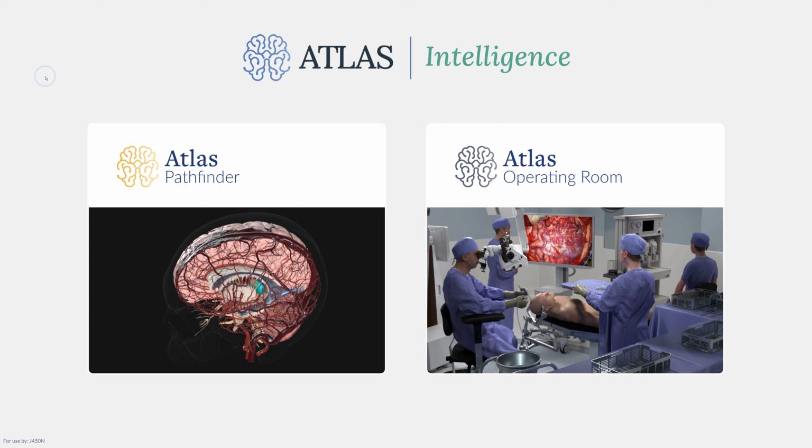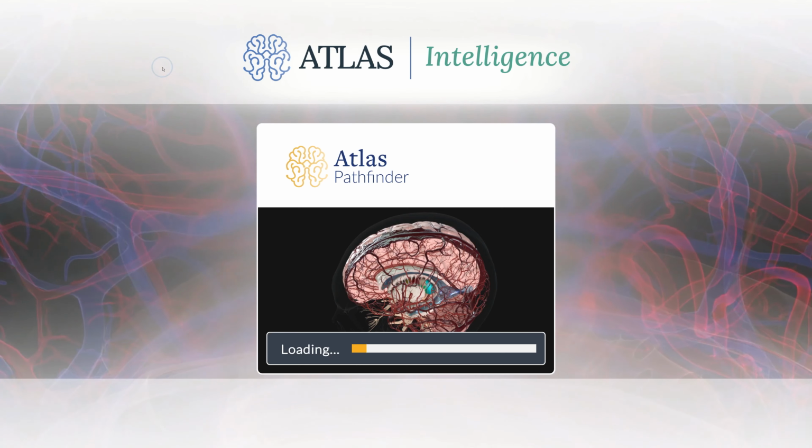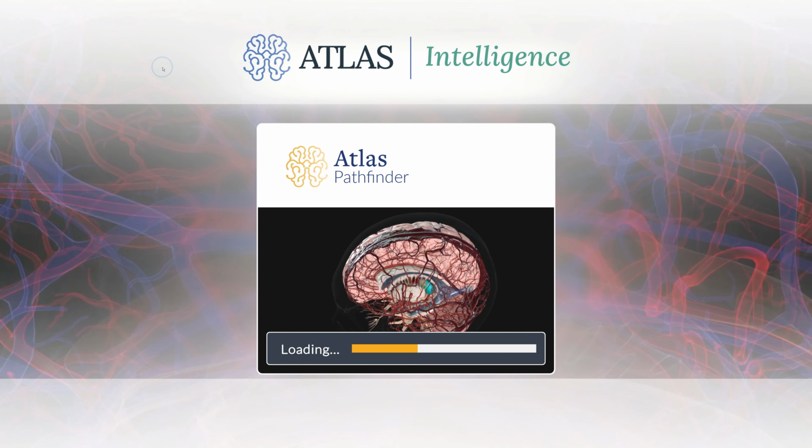This video will guide you through basic use of the Atlas Intelligence software. The home screen gives us two options for launching either Atlas Pathfinder, which lets us plan our surgical path, or Atlas OR, which lets us plan the patient positioning within the operating room. Pathfinder is a typical place to start, so I'll click the button to load Pathfinder.